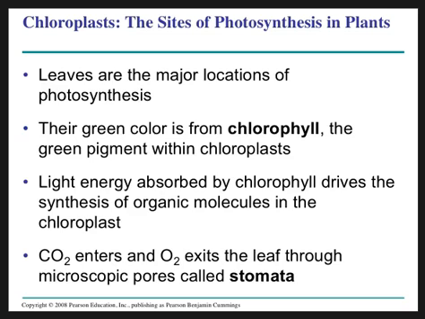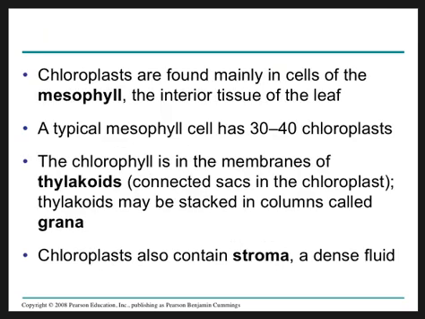It's going to absorb a specific wavelength of light, and we'll talk about light here in a few slides. Carbon dioxide is going to enter the leaf, and oxygen is going to exit the leaf through some microscopic pores on the underside of the leaf called stomata. Don't confuse stomata and stroma. Make sure you're careful about that.